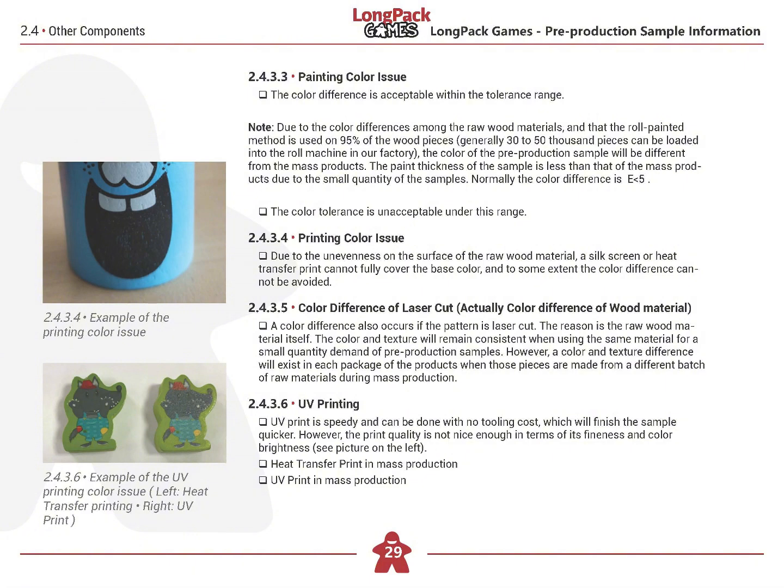Painting color issue. The color difference is acceptable within the tolerance range. Note: due to the color differences among the raw wood materials, and that the roll-painted method is used on 95% of the wood pieces, generally 30 to 50,000 pieces can be loaded into the roll machine in our factory. The color of the pre-production sample will be different from the mass products.